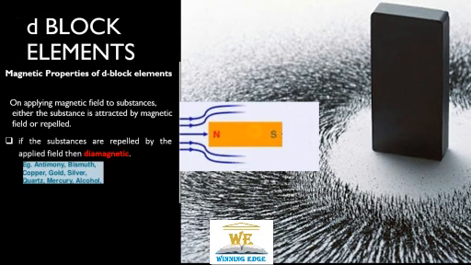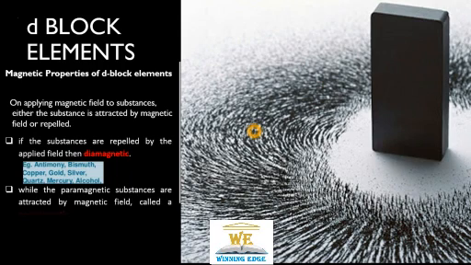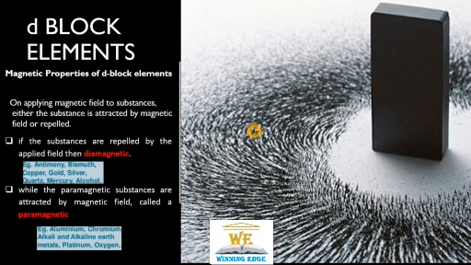Now let's take another example. Paramagnetic substances are those which are attracted by a magnetic field, like aluminium, chromium, alkaline earth metals, platinum, oxygen. They are paramagnetic materials. In paramagnetic materials, we have unpaired electrons. Usually, the greater the number of unpaired electrons, the stronger will be the paramagnetic character of the substance.